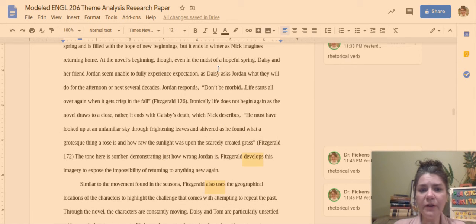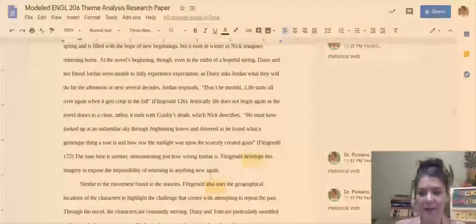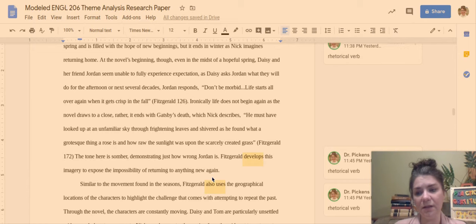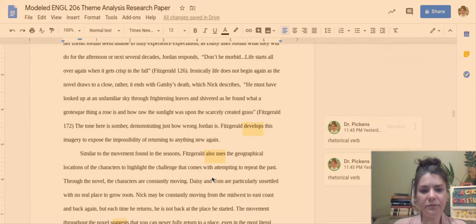Okay, so I have a bunch of text evidence here. I'm being really specific with that text evidence. And then I have my explanation here. And again, my explanation focuses on what Fitzgerald is doing. So I have his name, I have a rhetorical verb, and then I connect it to the theme that I'm trying to argue is being developed in this text, the impossibility of returning to anything new again. I keep finding different ways of repeating this theme statement, but it still keeps coming back to my theme.